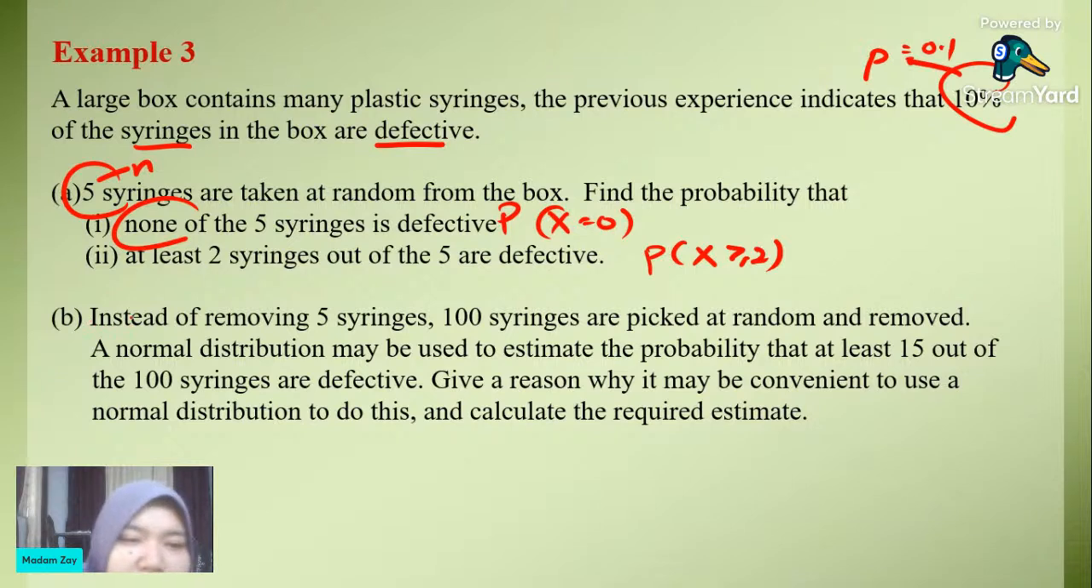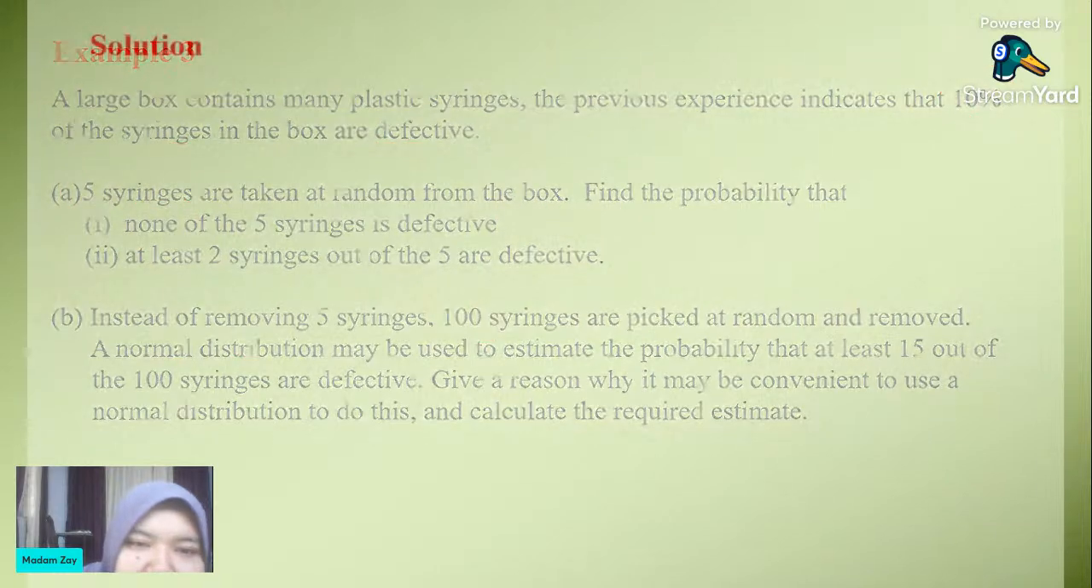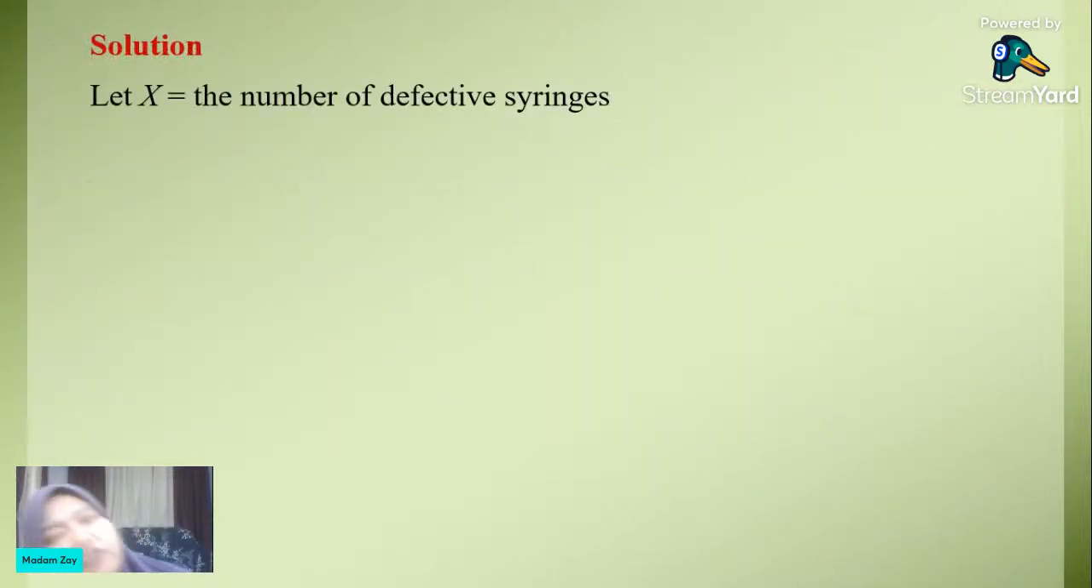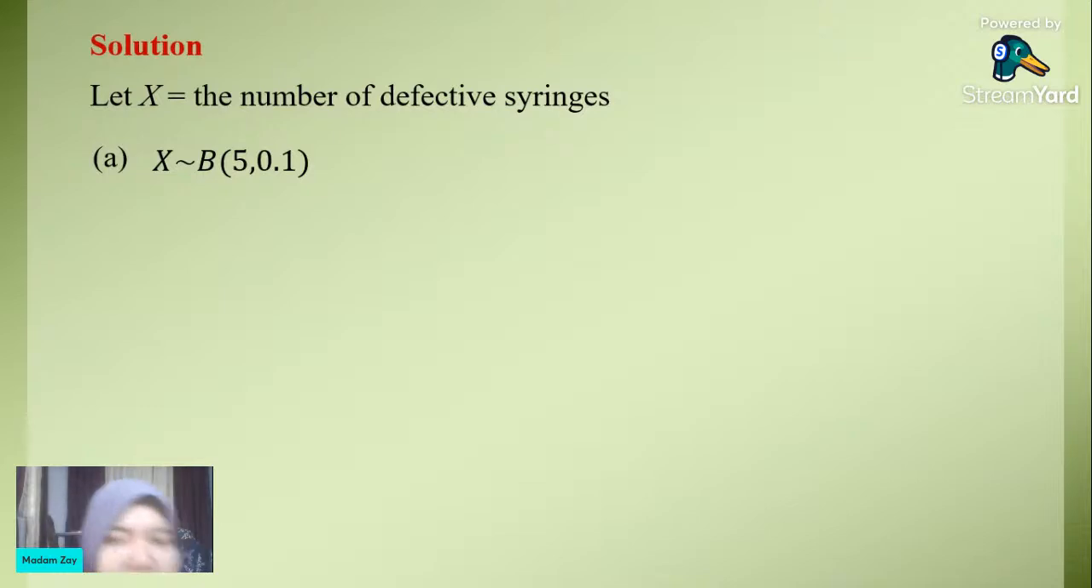Okay, but now for question B, instead of removing 5 syringes, 100 syringes are picked at random and removed. So now we have n equal to 100. For question B, it means that we have to use the approximation of normal distribution. Okay, now let's do question A first. So X is the number of defective syringes. The number of trials or sample is 5 and probability of defective syringe is 0.1 or 10%. So we have X following a binomial with 5 and 0.1 as the parameters.